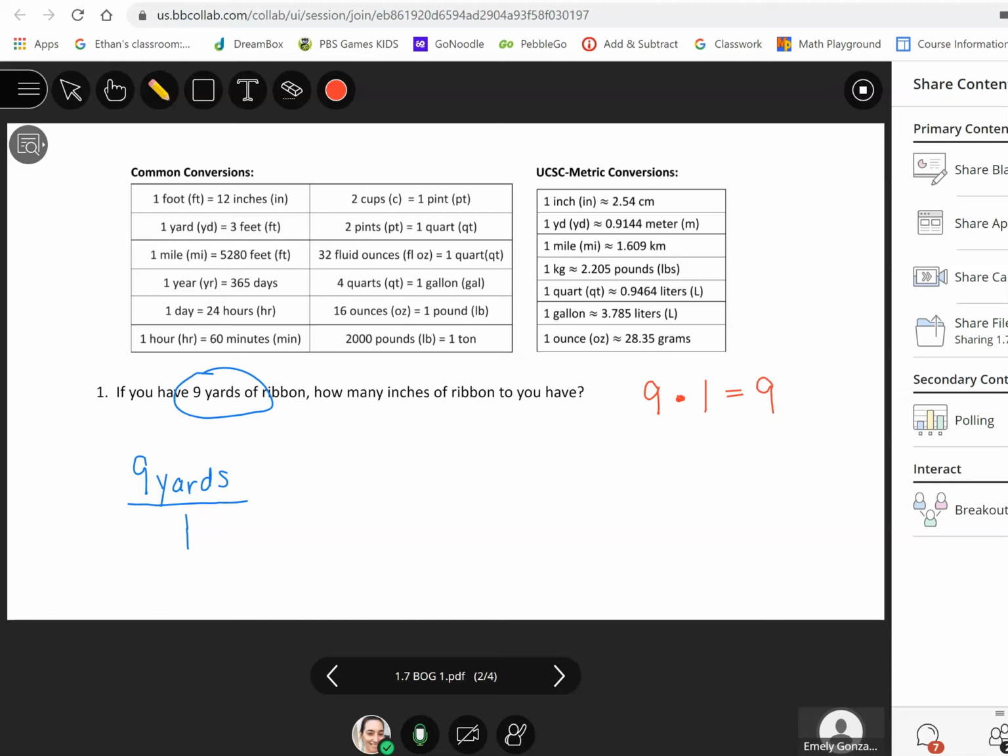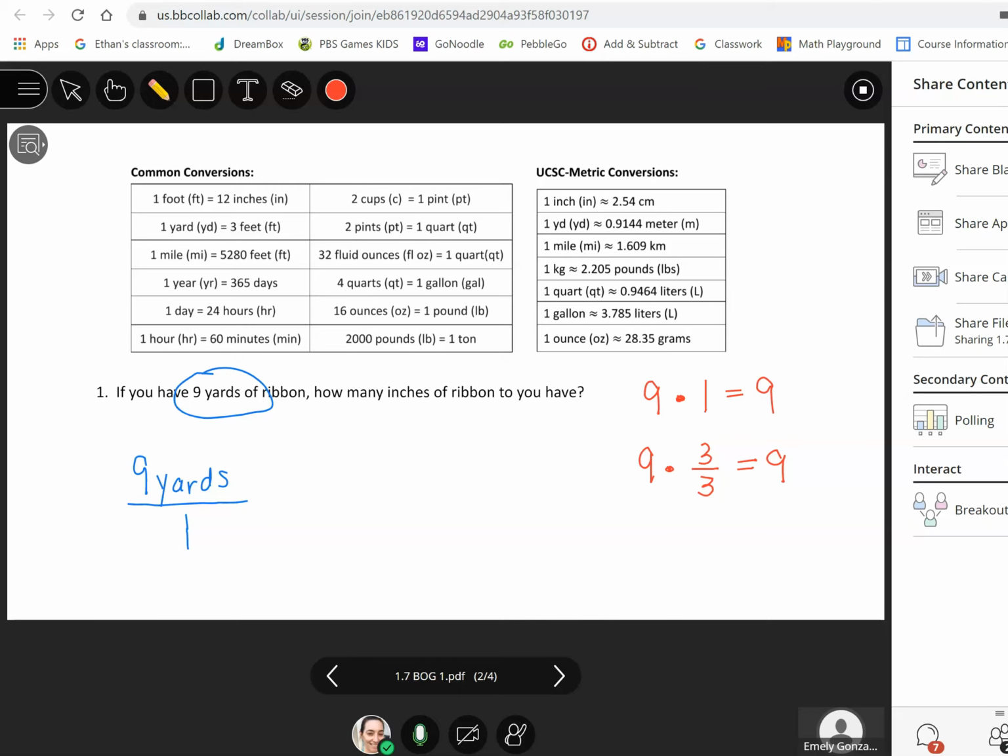It doesn't change. So instead of using a number 1 like we're used to seeing, we can make that 1 any special form of 1 we want. I could do 3 over 3. Is 3 over 3 1? Yep. So 9 times 3 over 3 is still going to be 9 because 3 over 3 is just 1. So we're not changing the amount.